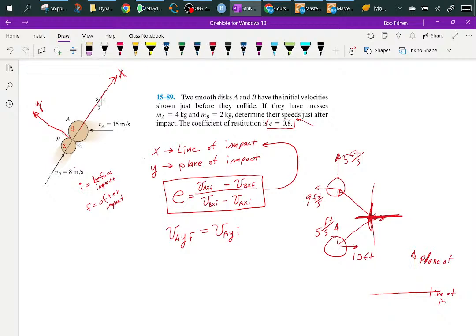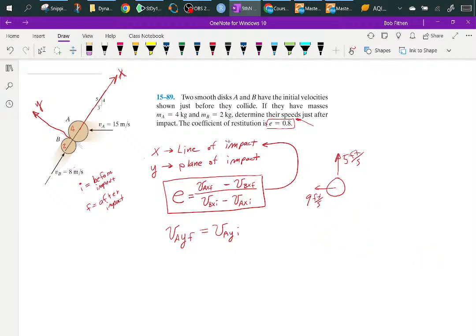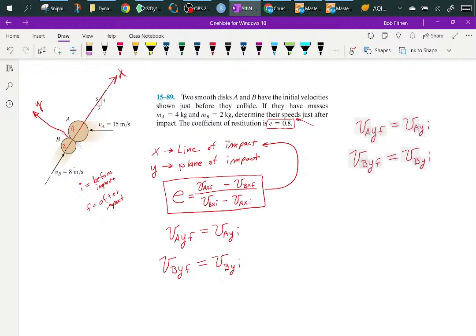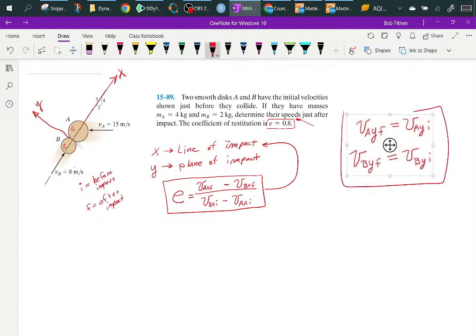Okay, so this is what happens along the plane of impact. So what I also have is V, A, Y final is equal to V, A, Y initial, and V, B, Y final is equal to V, B, Y initial. Since these are not very critical at the moment, I'm just going to move them over here, put a little box around them, and then say plane of impact.